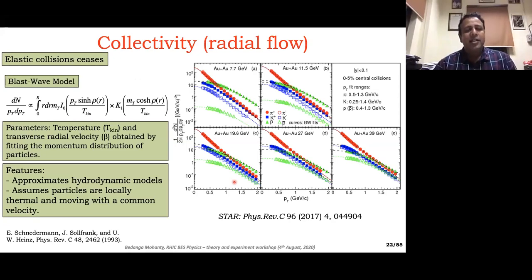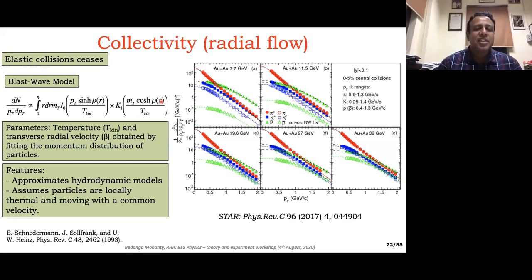What we have done here is a blast wave model, which approximates the hydrodynamic models. Of course, it assumes that the particles are locally thermal, moving with a common velocity. Within the framework of this model, the invariant yields are given by this expression, which has two major parameters, the temperature and rho, which includes the radial flow velocity beta, and it has a profile of how the beta changes as you go from the center to the periphery of the fireball.